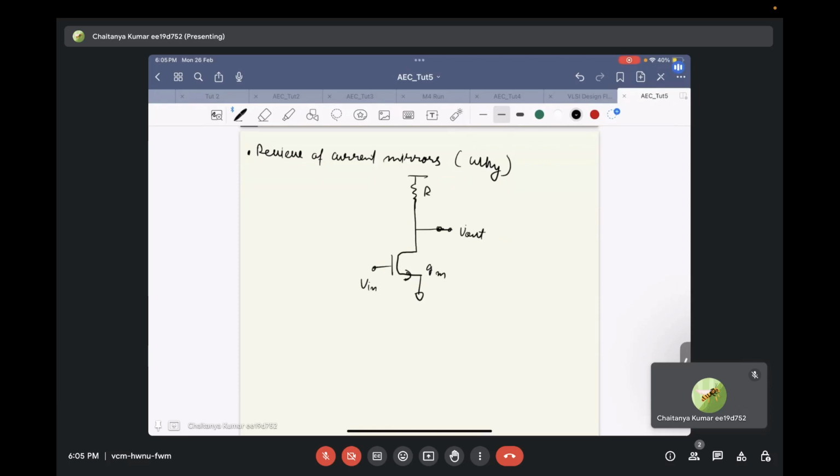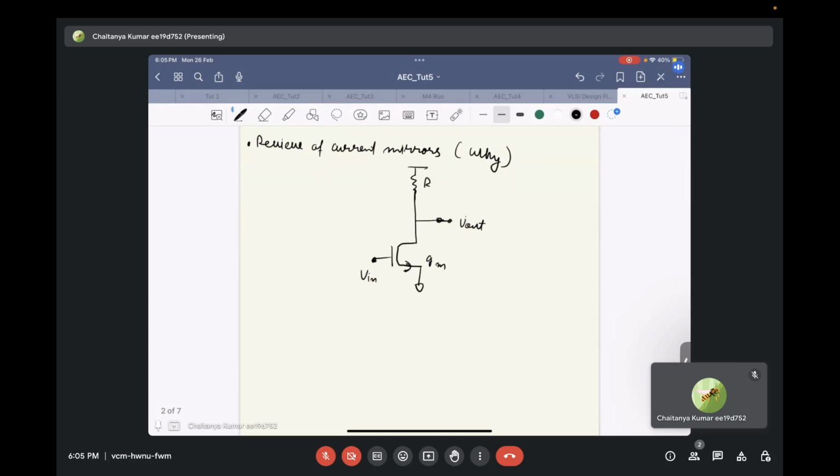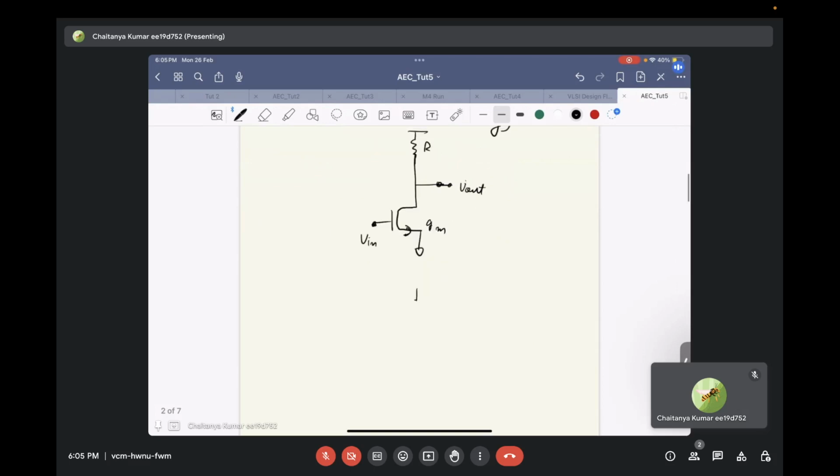So as you can see, we need to bias the gate of this current controlled current source in such a way that we can give the required amount of gain, the required amount of transconductance from this transistor. One way to bias is through voltage biasing. So how does voltage biasing work?